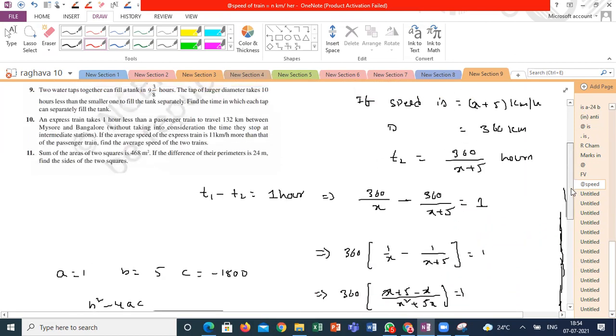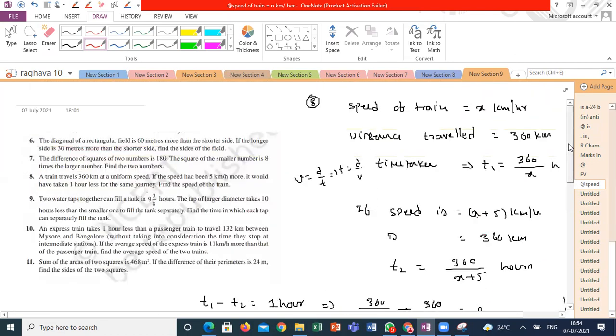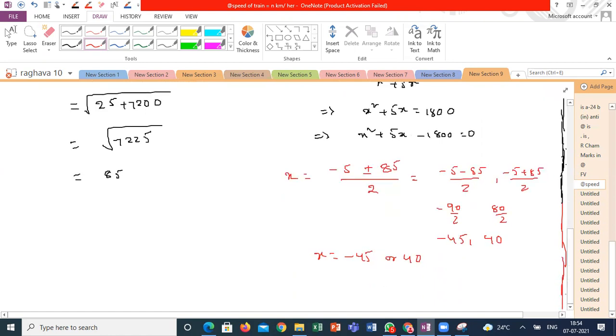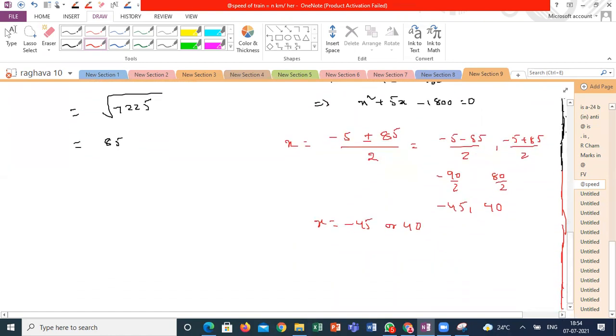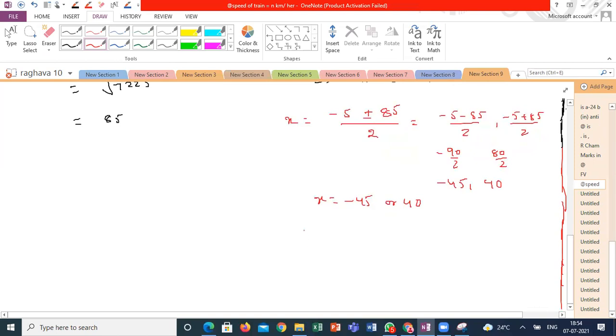What is the x definition? X is the speed of the train. Speed can't be negative. It is not a vector quantity. So speed can't be negative. So the speed of the train, sorry, speed of the train is not velocity, guys, sorry. Speed of the train is 40 kilometer per hour. How to check?